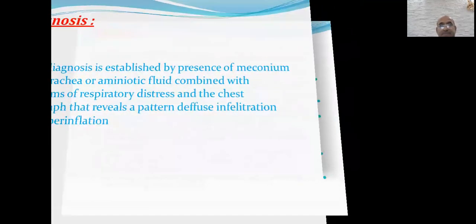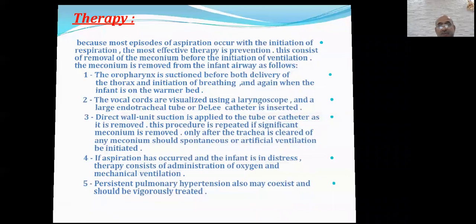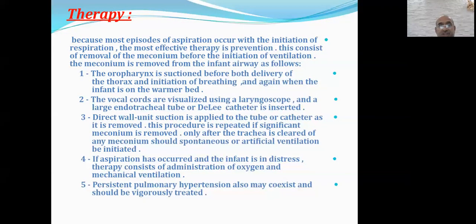Therapy: because most episodes of aspiration occur at the initiation of respiration, the most effective therapy is prevention. This consists of removal of the meconium before the initiation of ventilation, so the meconium is removed from the infant's airway by suction.